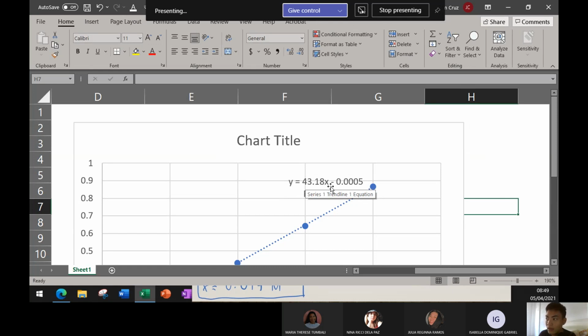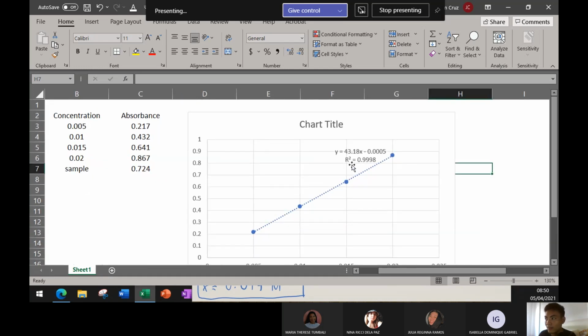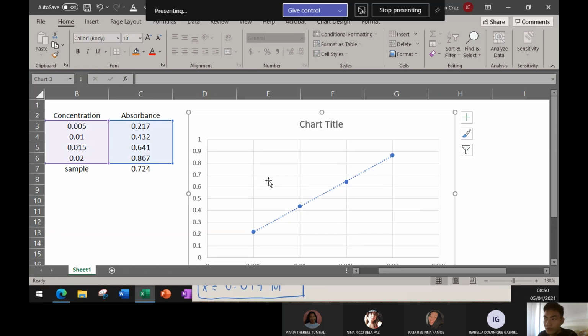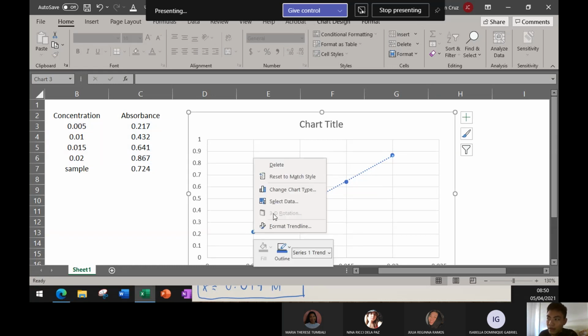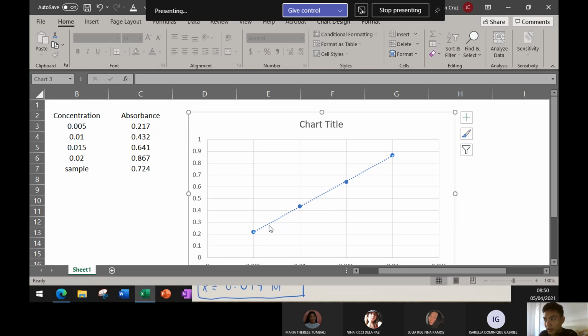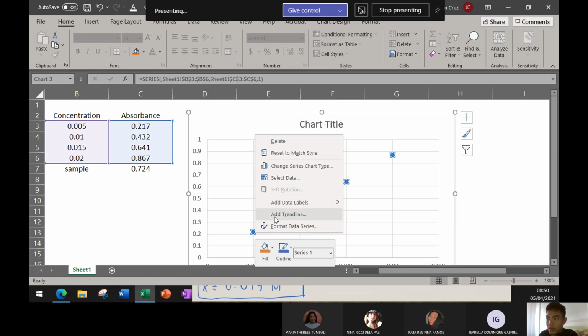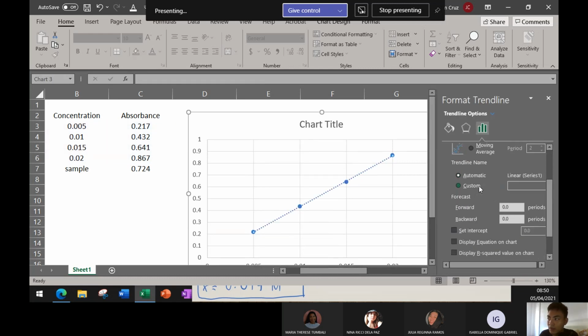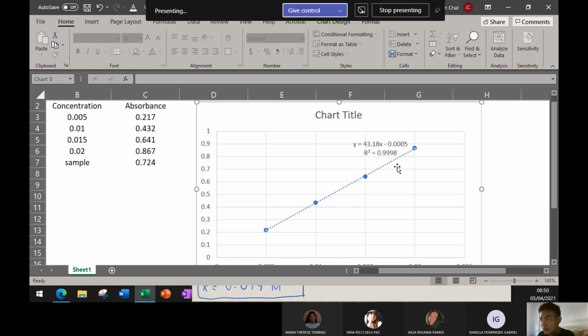For 3.18 minus 5 times 10 to the negative 4. And the R square is this also, 0.9998. Okay? Ibig sabihin, mas madali mag-Excel. So again, let me do it one more time. Right-click. Wait lang, delete ko muna yung trend line. Right-click mo yan, add trend line, choose linear, then i-check mo yung equation and the R square.